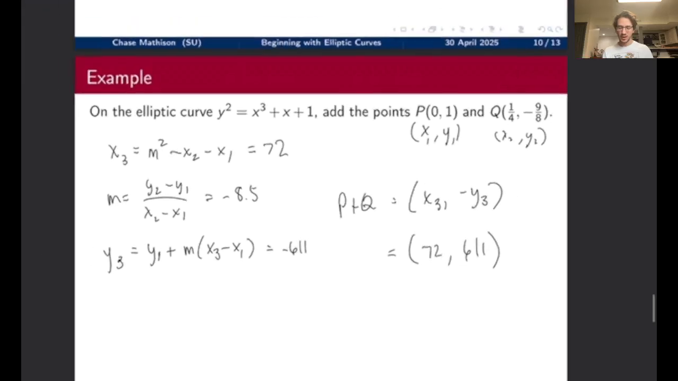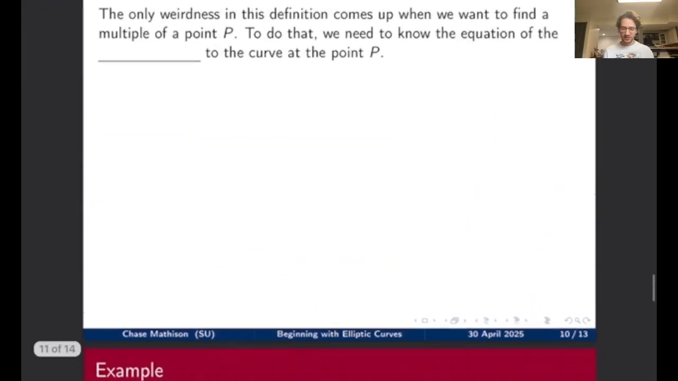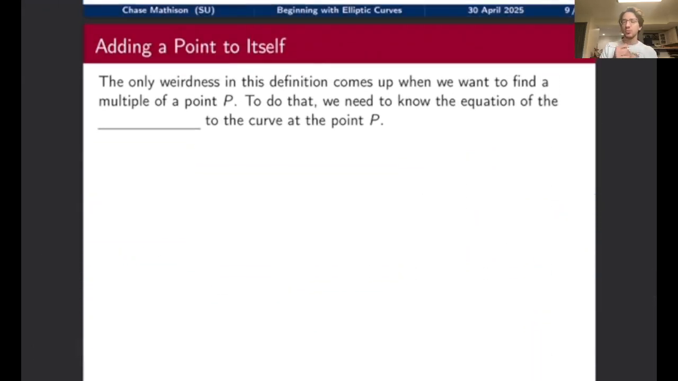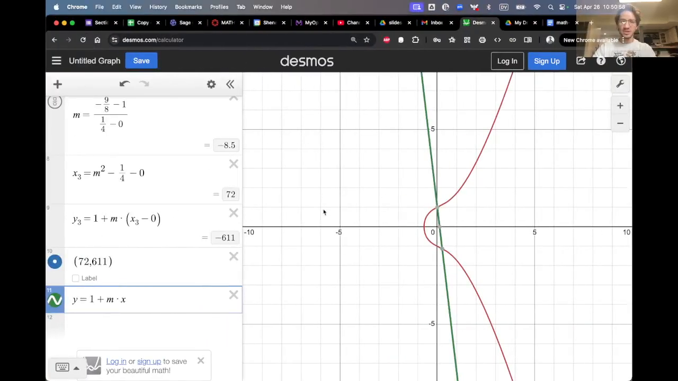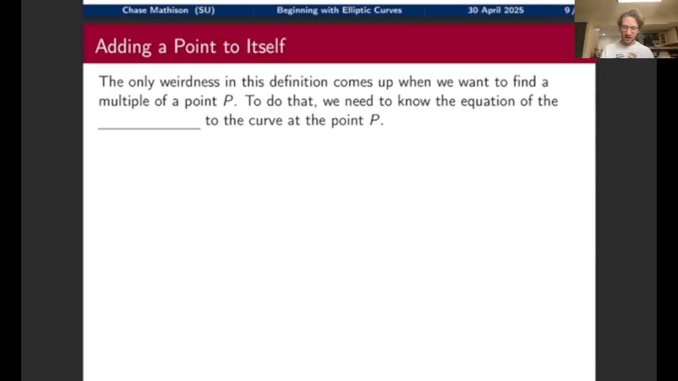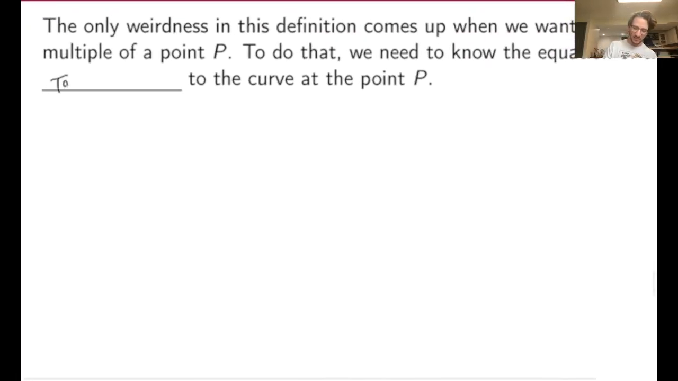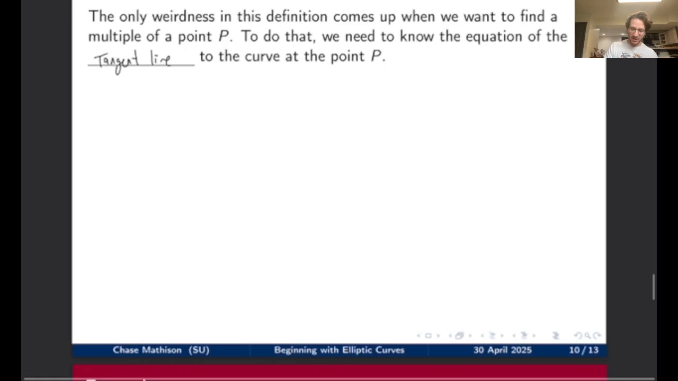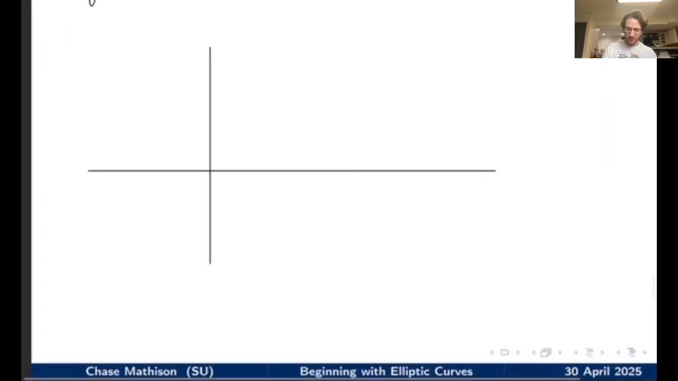Okay. Now, the only weirdness comes into play if, like, what if I want to do P plus P? What if in this last example, I wanted to switch to Desmos and add P to itself, the point 0, 1, to itself? Well, in order to do that, technically you need calculus to find the equation of the tangent line to the curve at the point P. Okay, so the tangent line is the line that is tangent to the curve.